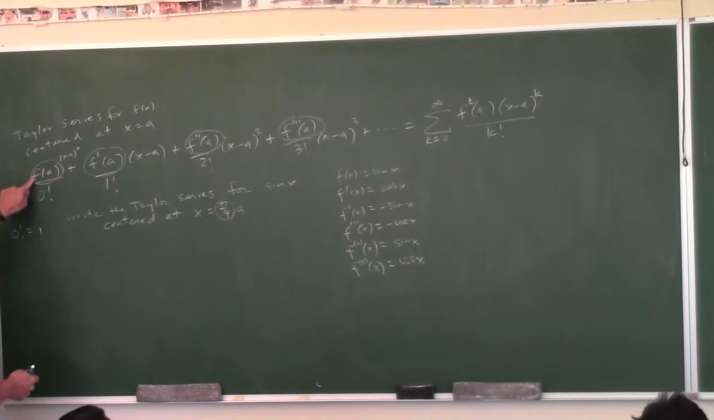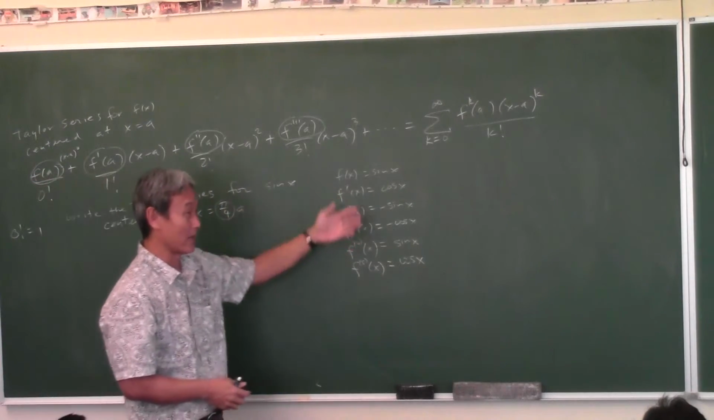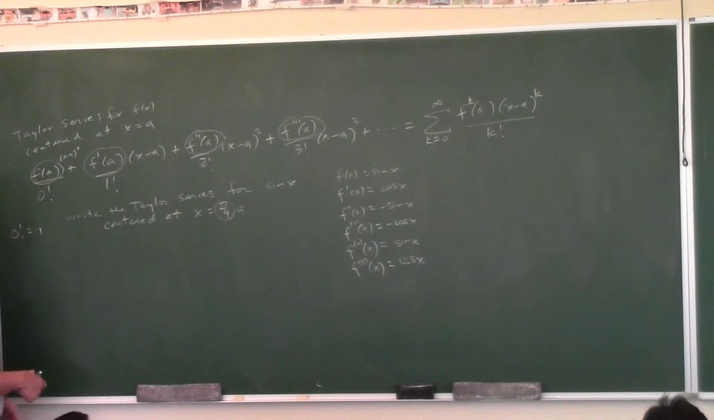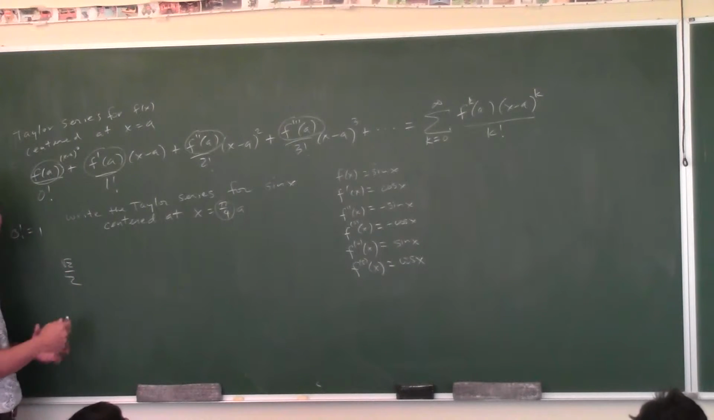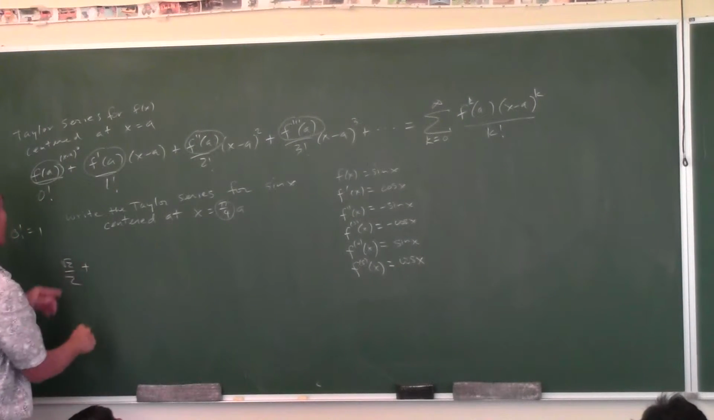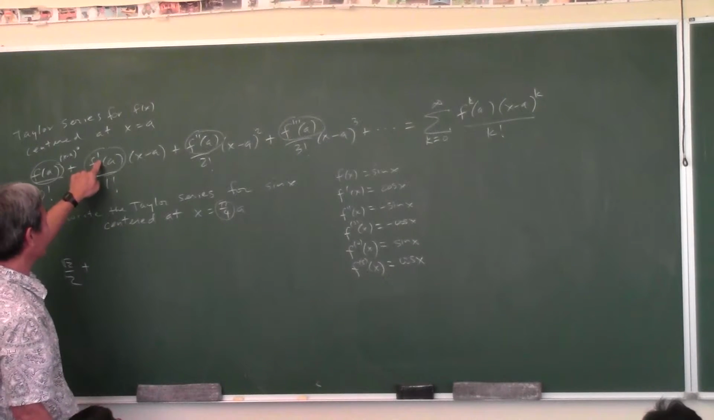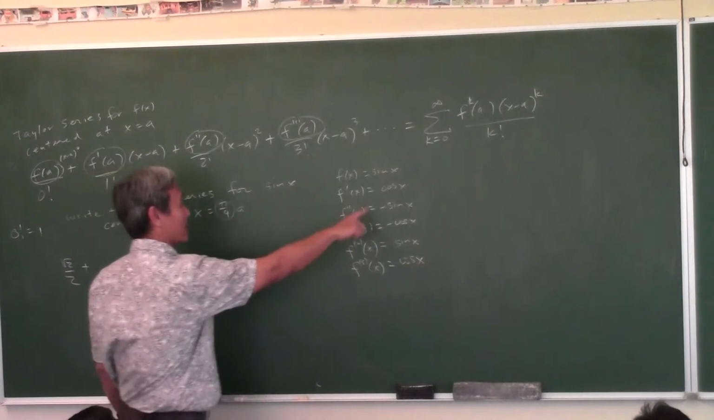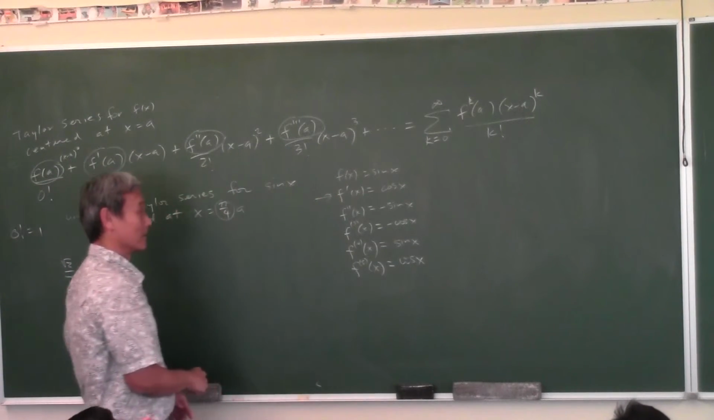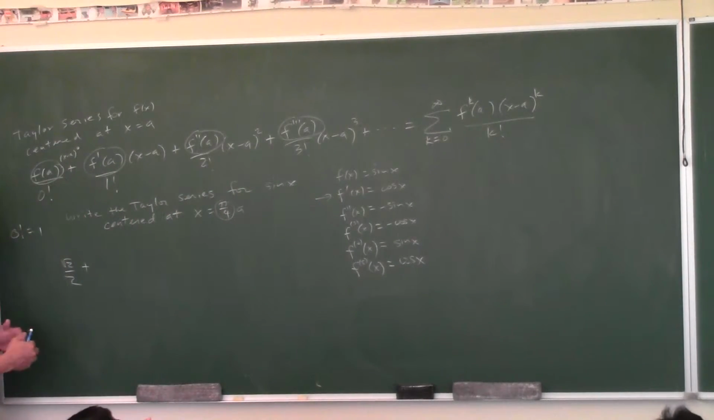f of a, f of pi over 4. Now, if our function is sine x, what is sine of pi over 4? Root 2 over 2. That's the first term. The next term is going to be the first derivative evaluated at pi over 4 times x minus a. Here's the first derivative. We plug in pi over 4. Negative root 2 over 2.